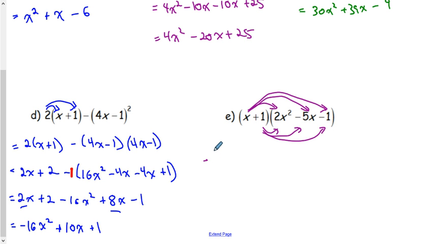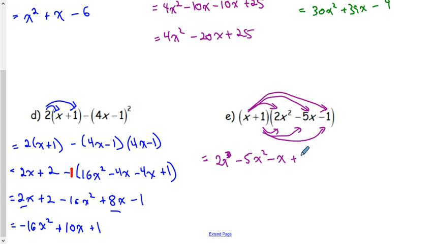Cool, let's do it. X times 2x squared. Well, the 2 stays, and now we've got 3 x's being multiplied together. So that should be 2x cubed. Okay, x times negative 5x. That's going to be negative 5x squared. X times negative 1, that's negative x.